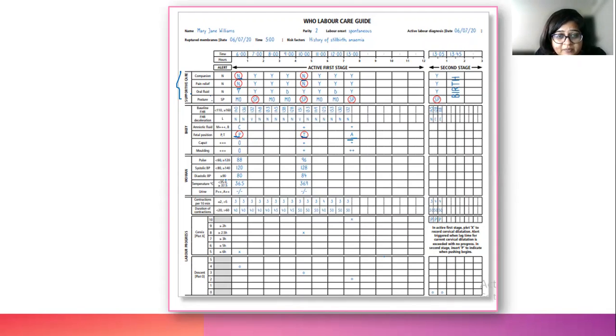Then her maternal parameters are all right. Then you can see she was 5 centimeters here. After 4 hours, she became 8 centimeter. Then she became full after another 2 hours. So this is her progress of cervical dilatation. And here she started pushing. So this is how the labor care guide is now being filled. And these are the alert parameters that you should know in cervical dilatation.